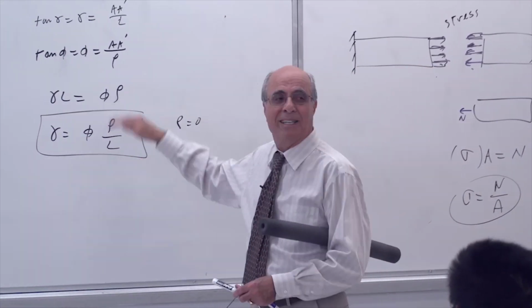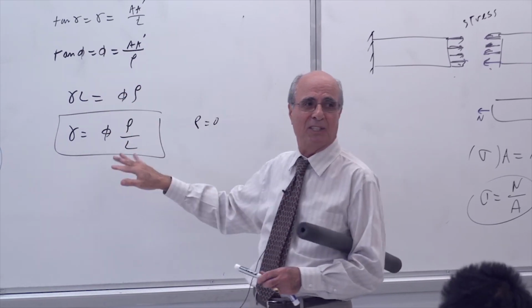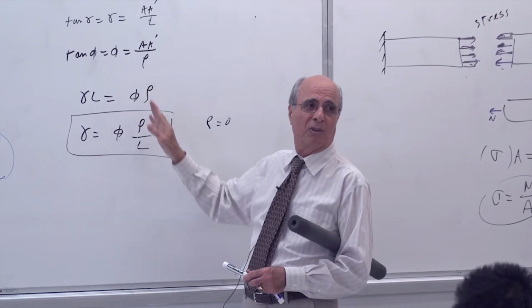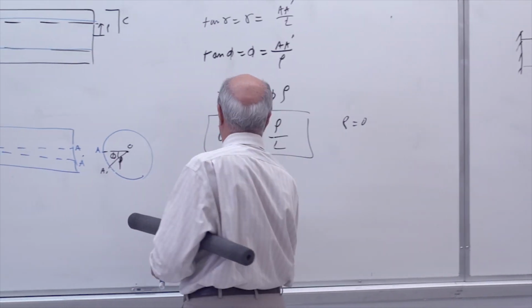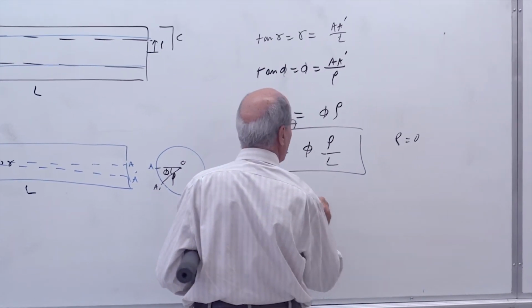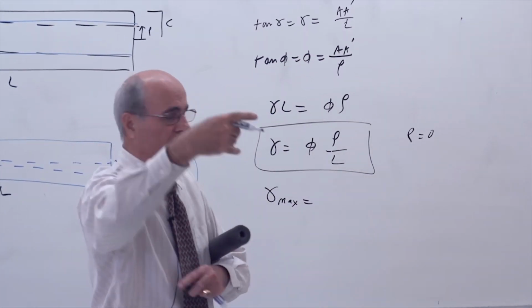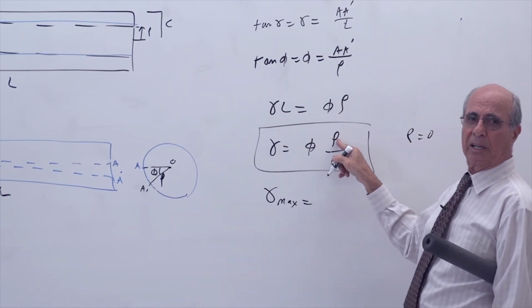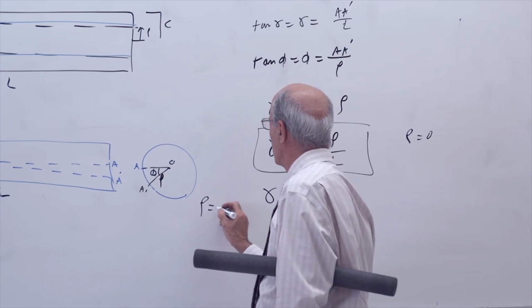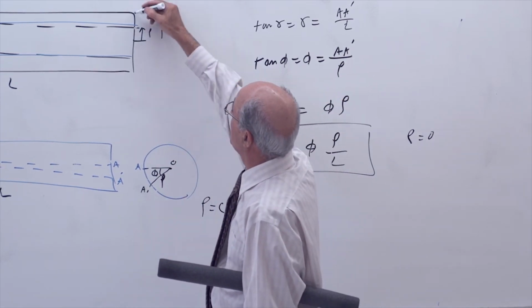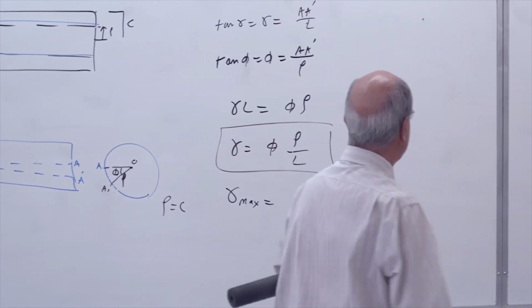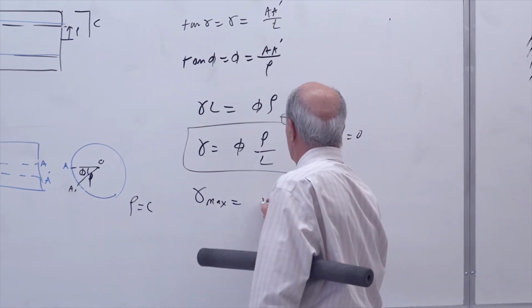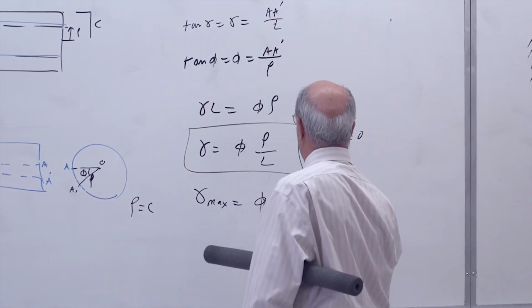Again, it is linear. Everything we said holds because rho is linear. Yes or no? It's a line. So where is gamma max? Gamma max is where we are on the outside of the shaft. Then rho must be equal to C. Is that correct or not? So put rho equal to C. C is outside. Therefore, gamma max becomes phi times C over L.